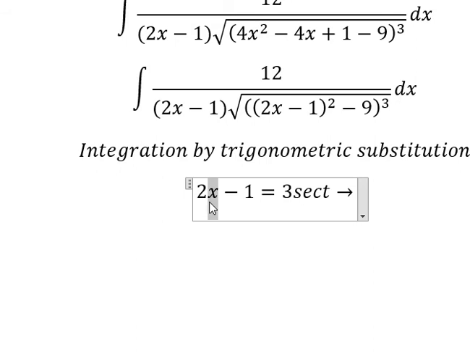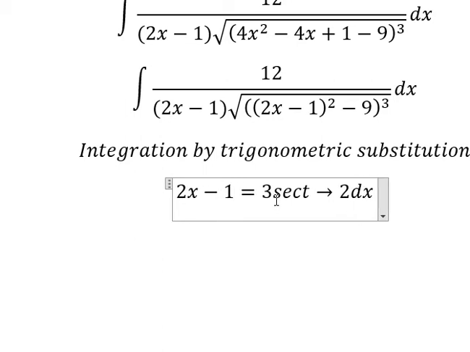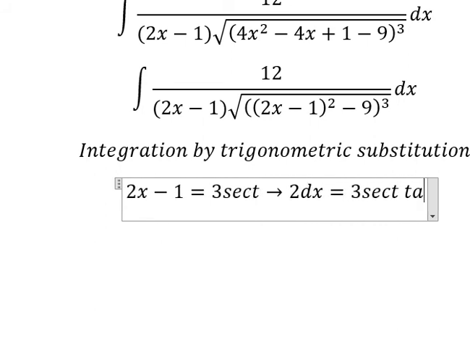This one we have 1, so we have 2. This one is the constant, so you get 0. This one we have secant of t tan t dt.